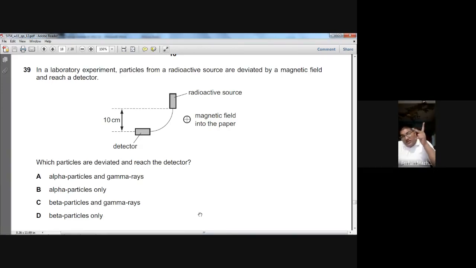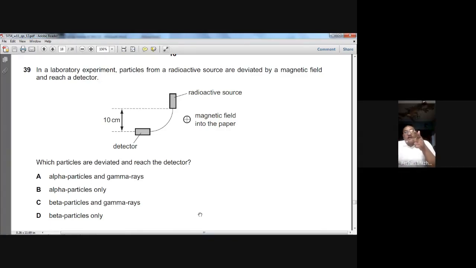Your left hand. Stretch your fingers, thumb, index finger, the middle finger, in such a way that they are mutually perpendicular to each other, like this. Then, this is called FMC. Force, magnetic field, current. Thumb is in the direction of the force. This index finger is in the direction of the magnetic field. This middle finger is in the direction of the current or charges.